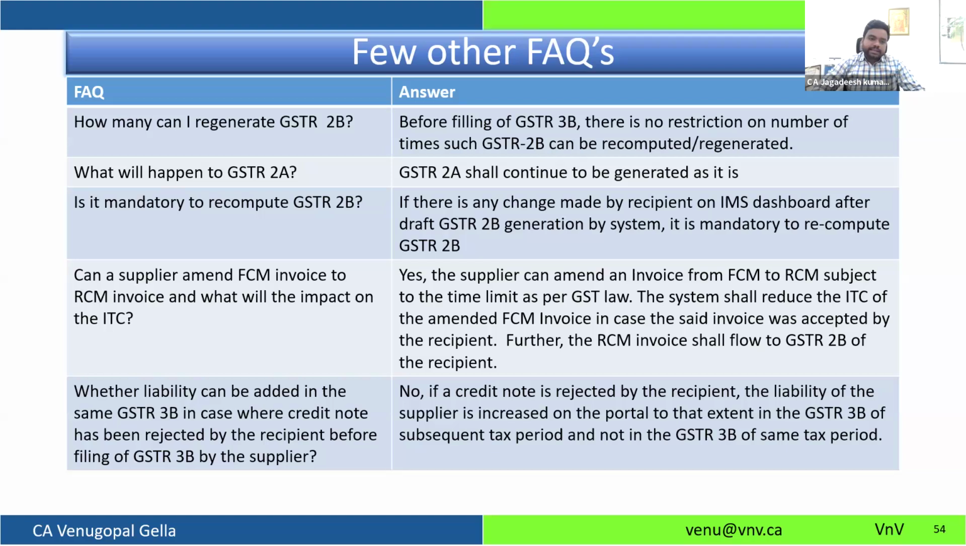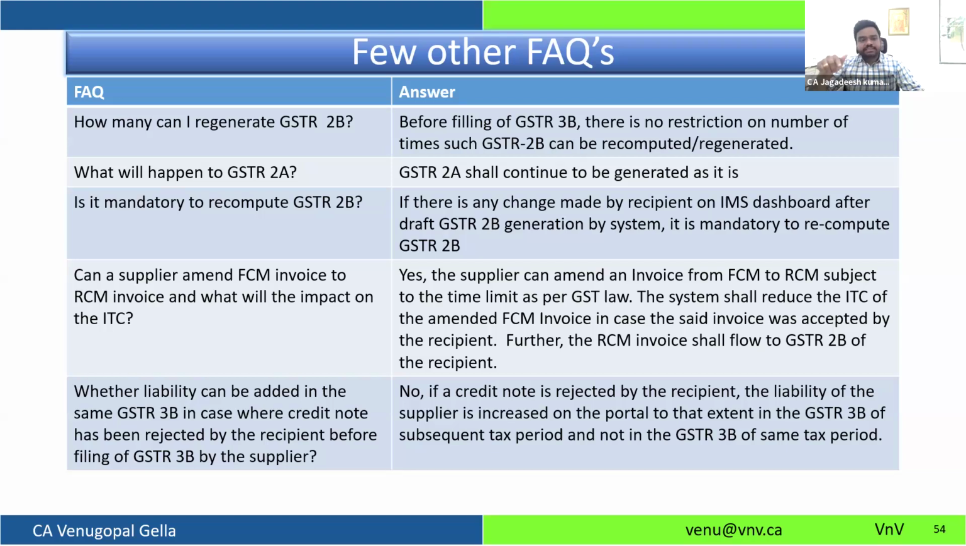Is it mandatory to recompute 2B? The answer is no. If you have taken any action in your IMS post the generation of 2B, that is after the 14th, and you want it to get reflected in your 3B, then only you recompute GST 2B. Otherwise, it's not mandatory.